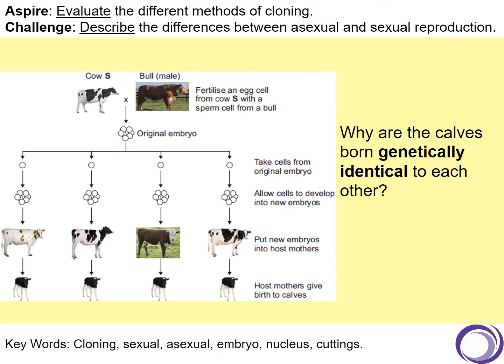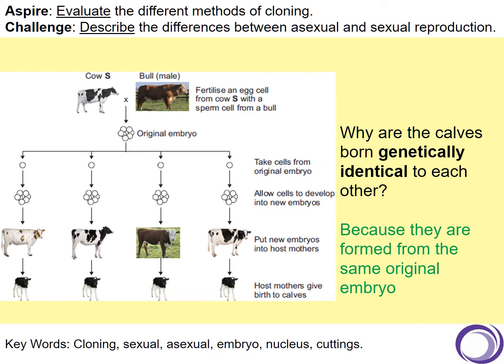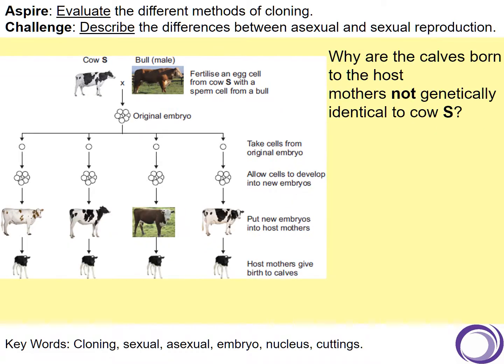So the reason they are all genetically identical to each other is because they were formed from the same original embryo. So still the sperm and the eggs from the same two parents, but that original embryo was just split. So why are the calves born to the host mothers not genetically identical to cow S? And I'm just going to give you 1 minute again.